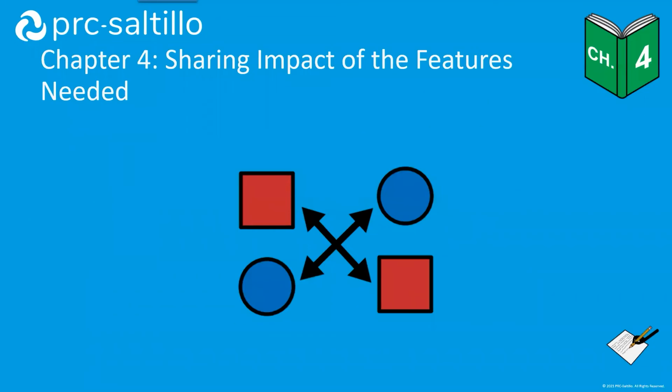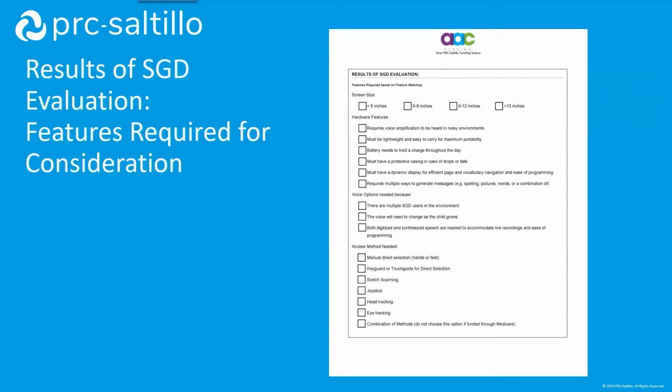All right. And I get to introduce chapter 4. During our assessment time, we completed that feature matching worksheet. And this helped to guide your decision in which devices and apps you were going to trial. So the next portion of the evaluation report is going to discuss and list out the features that you found to be necessary for your student or your client. And I love when you're able to take something we used earlier and apply it here.